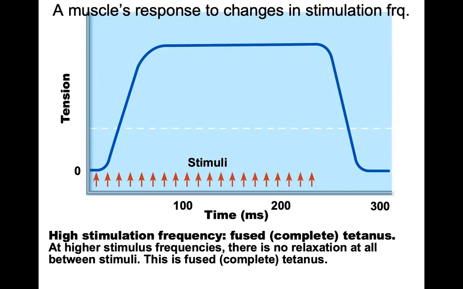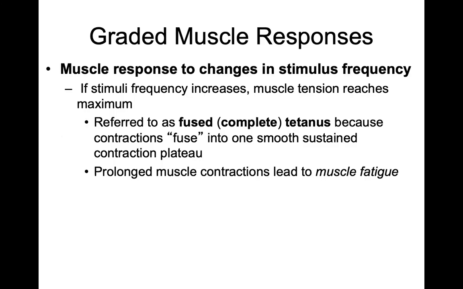In this scenario, you reach what we identify as fused or complete tetanus. It doesn't get the chance to relax because the stimuli are so rapid. Now, when you have so many stimuli coming in one after another, you reach what we identify as sustained contraction plateau, which basically means you have reached the maximum capacity.